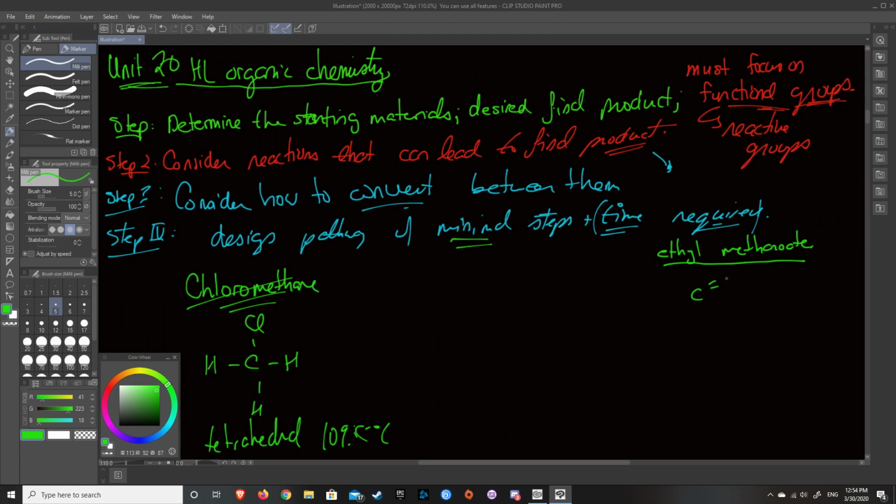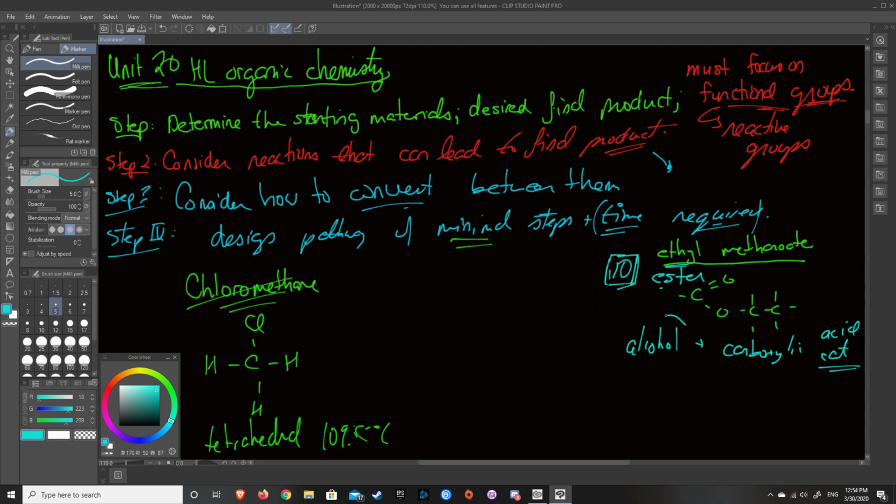That was COOCC. And anytime I don't draw what's at the end of the bond, you can just assume it's a hydrogen. So ethyl methanoate, we know that this is an esterification. This is an ester. So if you don't know that, you need to go back to Unit 10 before going over Unit 20, because they all build on each other. An ester is formed from the reaction between an alcohol and carboxylic acid with an acid catalyst.